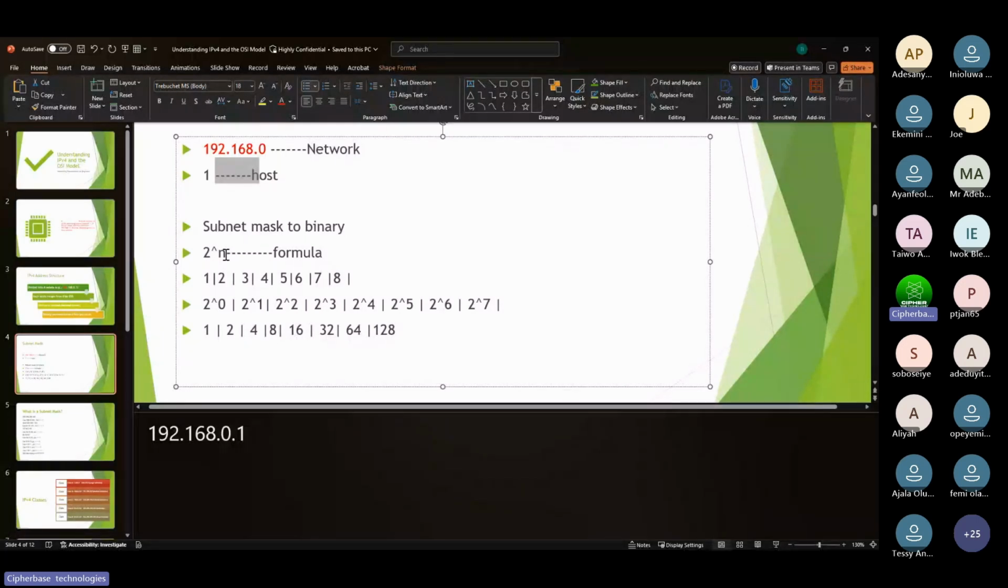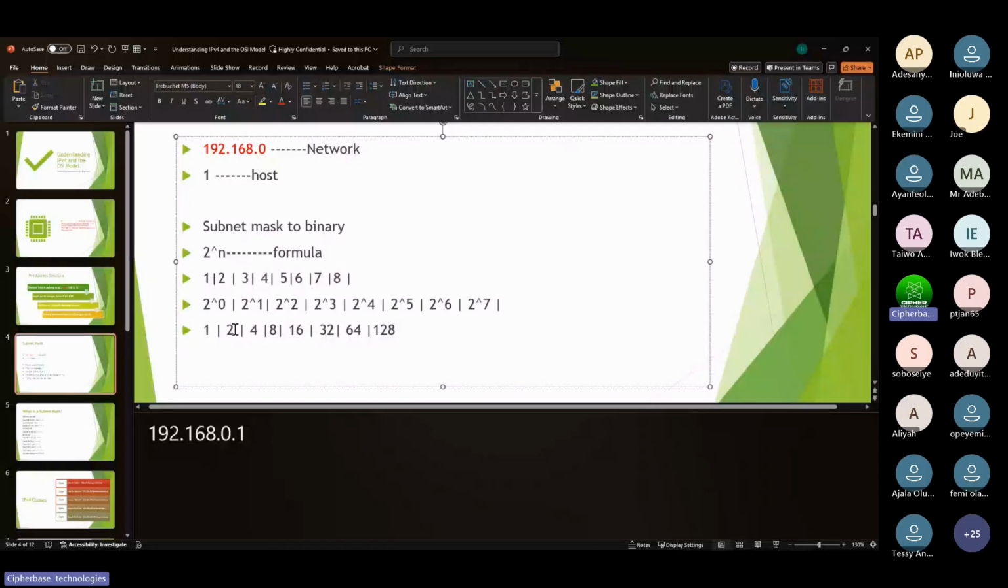So now, anything raised to power 1, as you can see, this is 1, this 2, this 3, this 4, this 5, up to 8, since we talk about an octet, which is 8. Since it started from 0, 2 raised to power 0 is 1, because in mathematics anything raised to power 0 is 1. Then 2 raised to power 1 is 2. I will give you this document so you can understand.